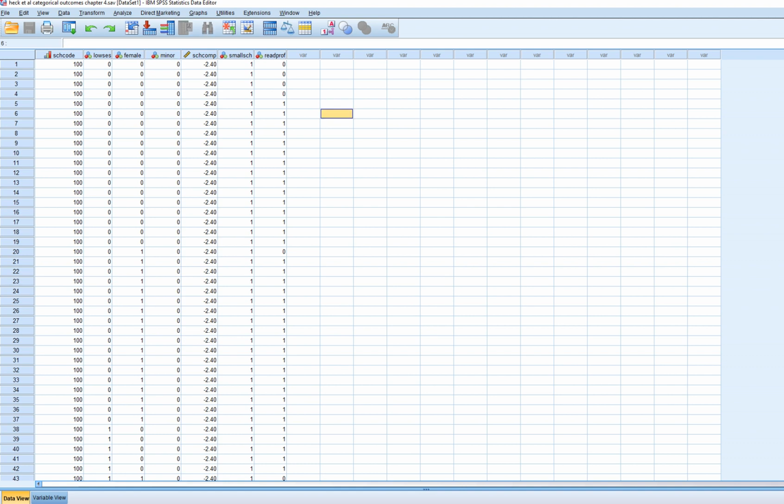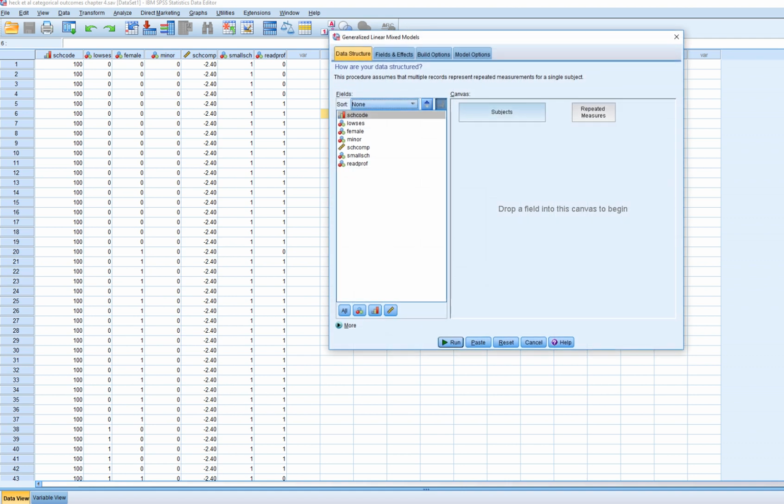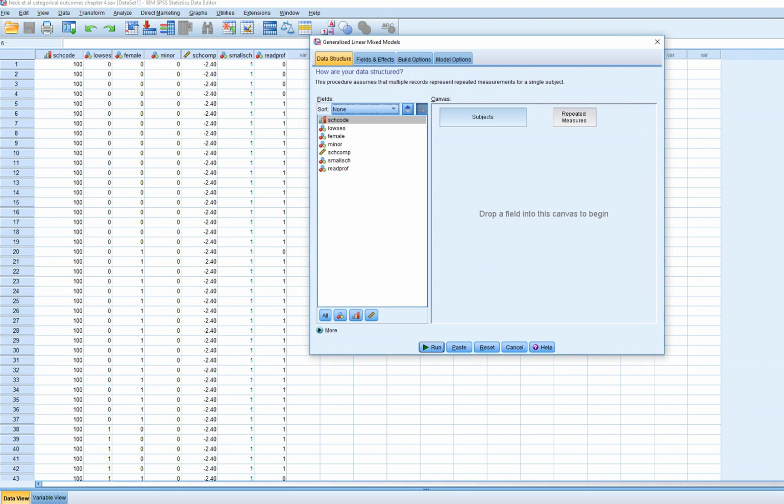So to run our analysis, we're going to go to Analyze, Mixed Models, and Generalized Linear. Now I've already reset this from the previous video, so I'll re-demonstrate a few steps in here while adding in our fixed predictors. The first step in this process is we're going to move the level 2 identifier variable over to the subjects box, and so you can see it highlights right here.